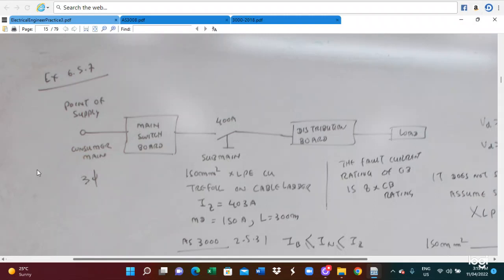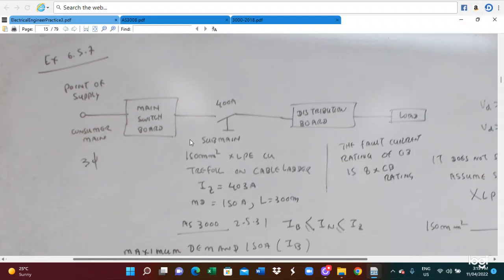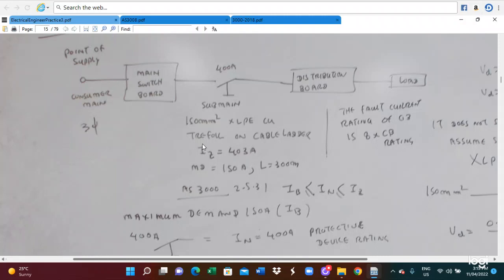So this is for the point of supply. Consumer main, here the main switchboard, here the sub main, 400 ampere, and the distribution board and the load. So this is the arrangement of your circuit. In this case, this is 100 millimeter square. This is the given information. The cross-sectional area of the cable is 100 millimeter square.